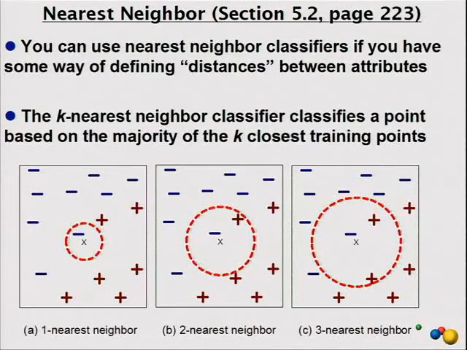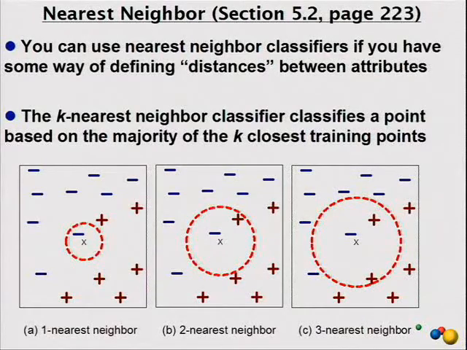So the nearest neighbor classifier is an obvious thing to try. The main thing you need for nearest neighbor is some notion of distance between your attributes. If the attributes are all numeric and all on the same scale, obviously you could use Euclidean distance. If they're not numeric, if you have categorical attributes or even ordinal attributes, you have to be a little bit more creative about how you're going to define distances.